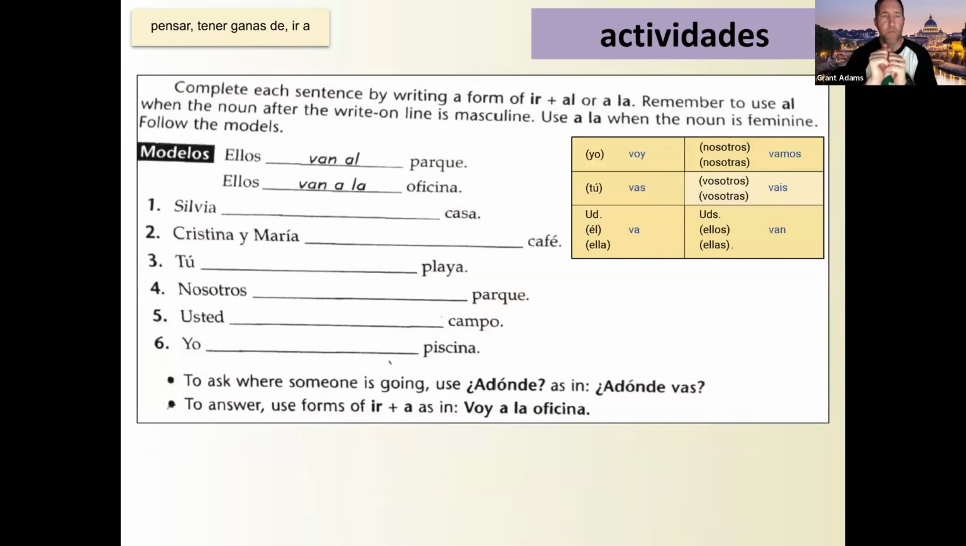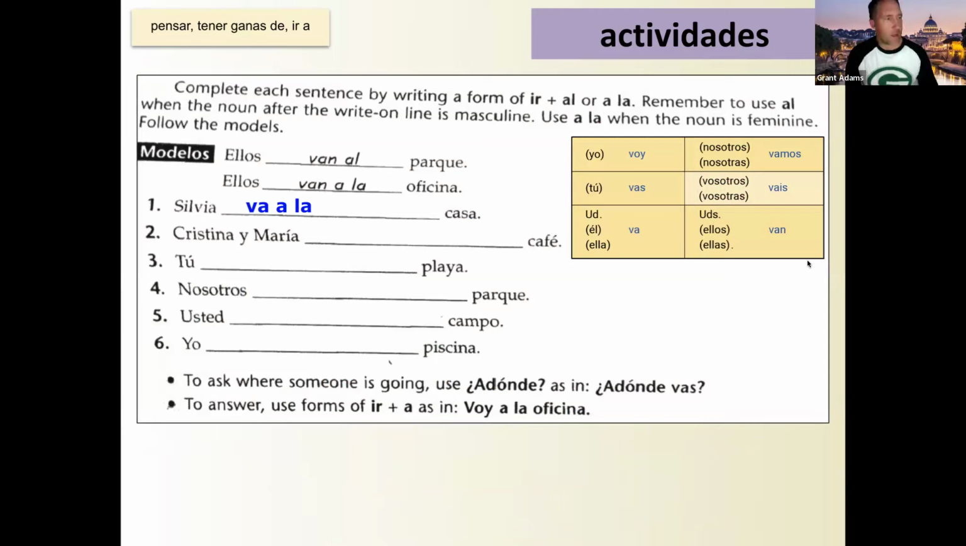So I've got the verb already there for you. You just need to decide if it's al or a la. Of course, you must pick the right conjugation as well. First one, I'll do it for you. Silvia va a la casa. Okay, número dos. ¿Cuál es la respuesta? Número dos.